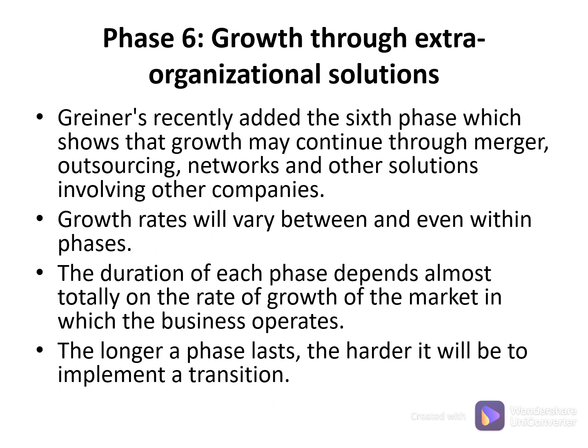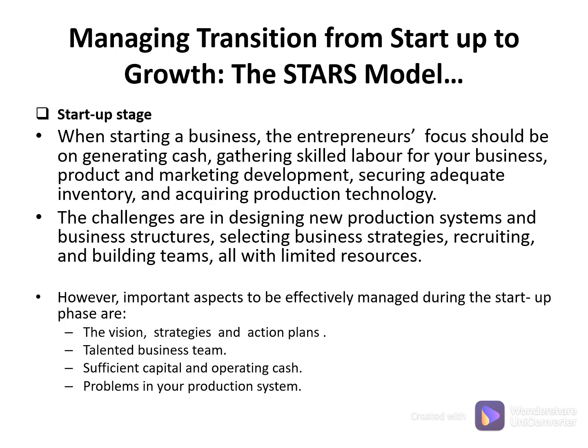And then growth through extra organizational solutions. Greiner recently added a sixth phase, which showed that growth may continue through mergers, outsourcing, networks, and other solutions involving other companies. Growth rate will vary even between phases. So this is a stage where the only growth that is available is through merger, acquisition, licensing, franchising, and all this.